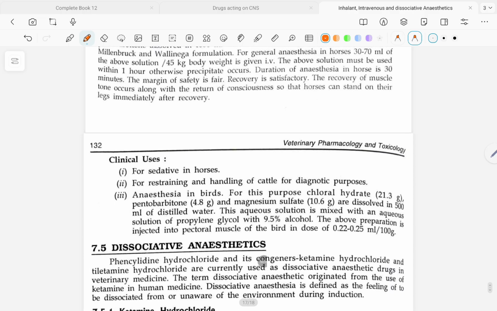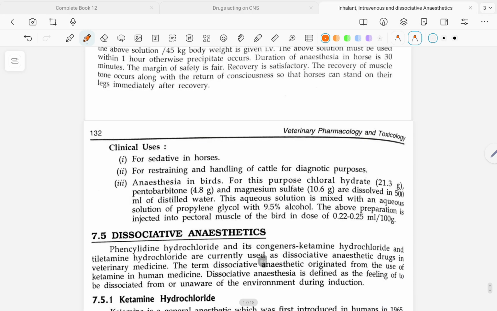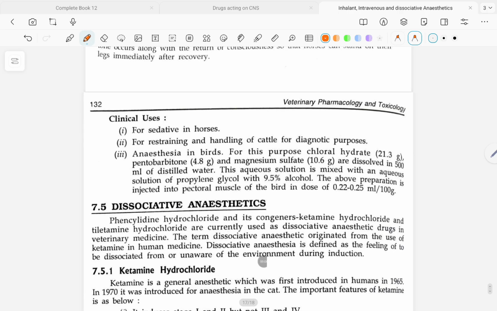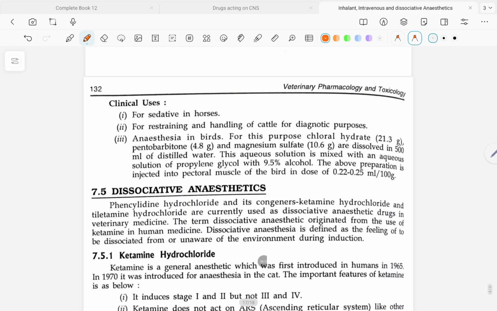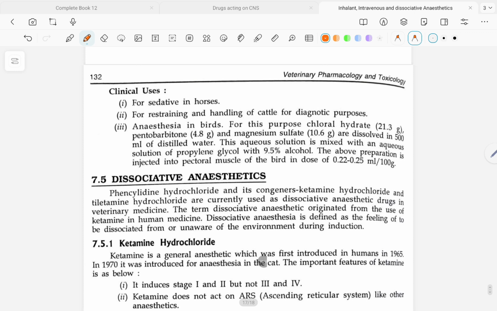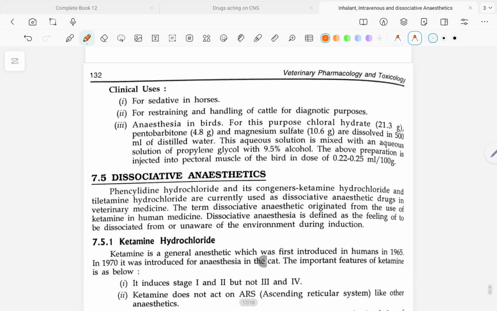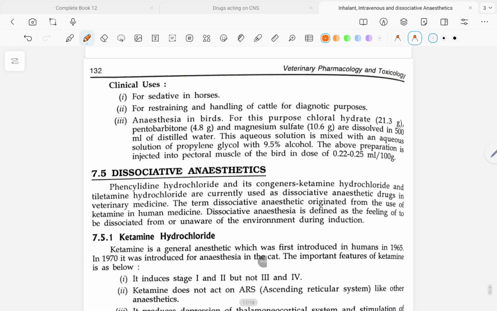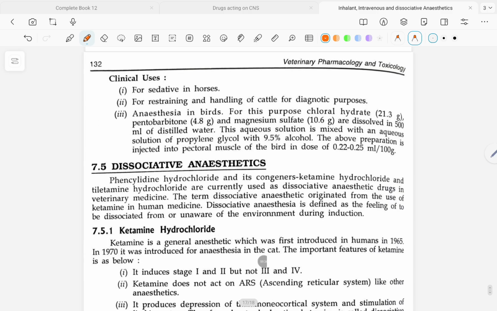Clinical usage: for sedation in horses, for restraining and handling of cattle for diagnostic purposes, and anesthesia in birds. For these purposes, chloral hydrate, pentobarbital and magnesium sulfate are dissolved in 500 ml of distilled water. This aqueous solution is mixed with an aqueous solution of propylene glycol with 9.5% alcohol. The above preparation is injected into the pectoral muscles of the bird at a dose of 0.2 to 0.25 ml per 100 gram.